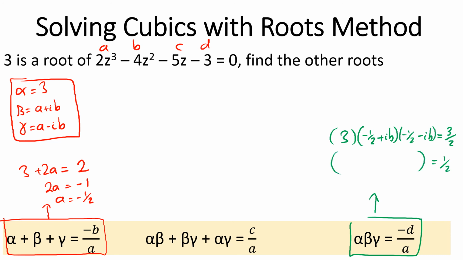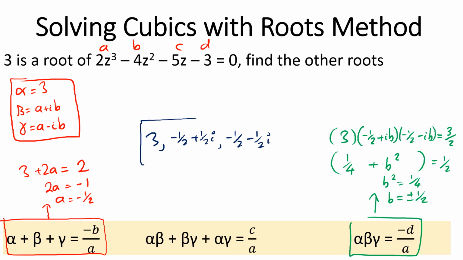And then let's expand our bracket, and we know that the middle bits will cancel out, so it's going to be minus a half times minus a half, which is a quarter. And ib times minus ib, which will be plus b squared, is equal to a half. So that tells you that b squared is a quarter as well, and that b is plus or minus a half. Put those two facts together, and we get our roots as being 3, minus a half plus a half i, and minus a half minus a half i. And you can see there that there's real shortcuts and speed ups once you know what you're doing.